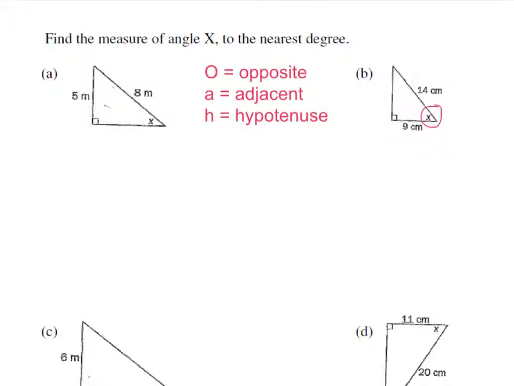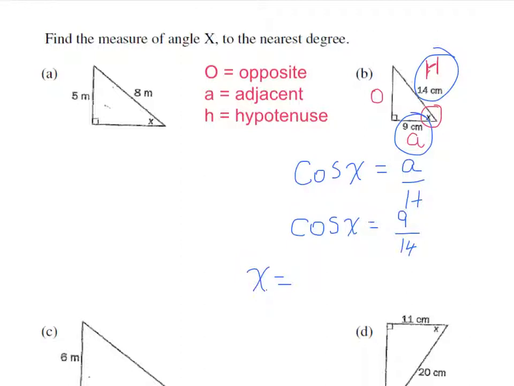So again, we're looking for angle x over here. This is the opposite side, this is the hypotenuse, and this is the adjacent side. The two sides that we have to work with are the adjacent and the hypotenuse. Get in the habit of circling the sides that you're going to be working with, just as I'm doing. It will help you a lot. So adjacent over hypotenuse, that's cos from SOHCAHTOA. So cos of x equals a over h. Cos of x is 9 over 14. That's because 9 is the adjacent side and 14 is the hypotenuse.